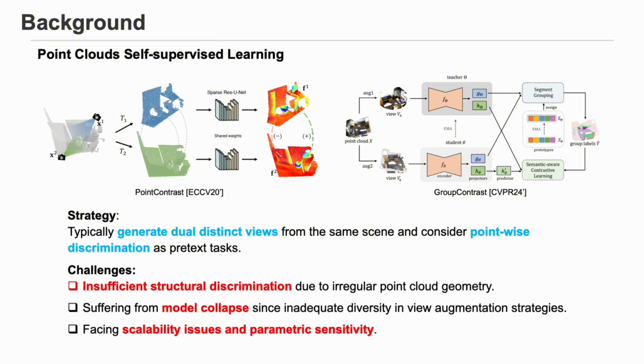However, there are some unsolved challenges. For example, insufficient structural discrimination due to irregular point cloud geometry. They also suffer from model collapse due to inadequate diversity in view augmentation strategies, and face scalability issues and parametric sensitivity problems.